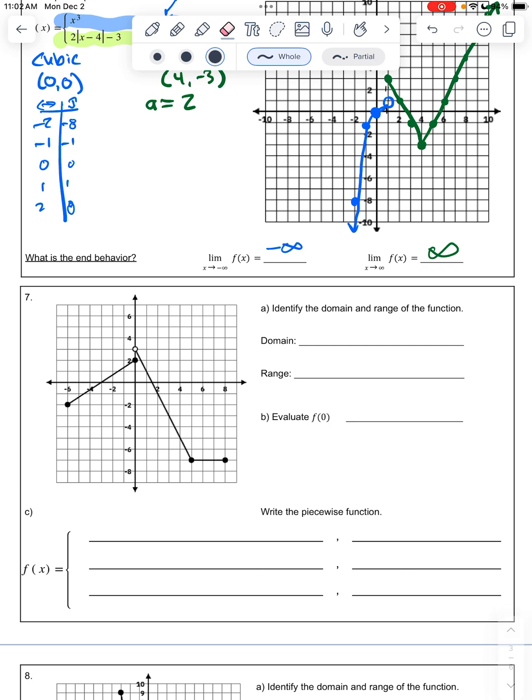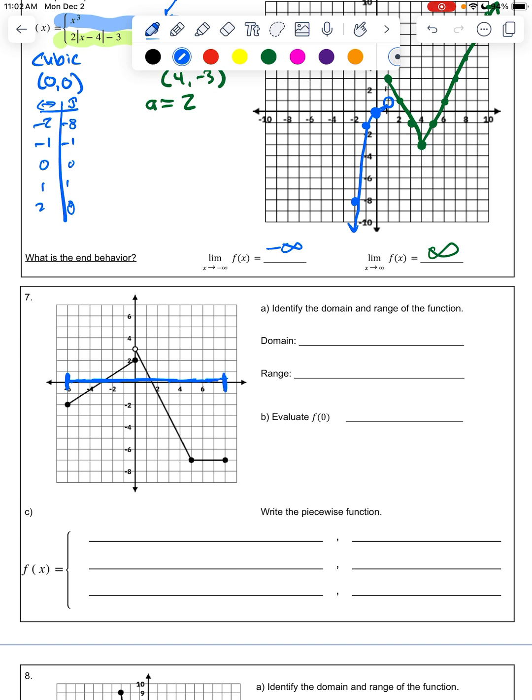Number 7, identify the domain and range. Domain is all the possible x values. Okay. From left to right, the furthest left to furthest right on that number line. And if there's any breaks in between, we need to include that as well. So the furthest left we start is at -6. There's no arrow, so it does not keep going forever. It just goes here. Every x value up until x equals 8, the graph is somewhere there.